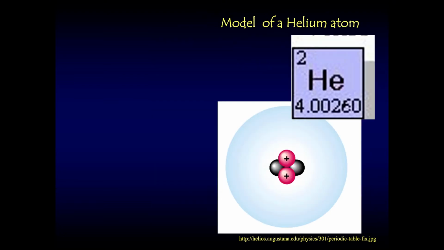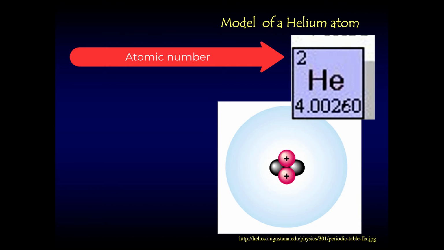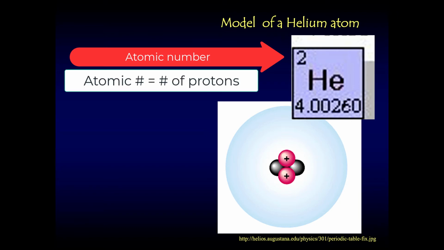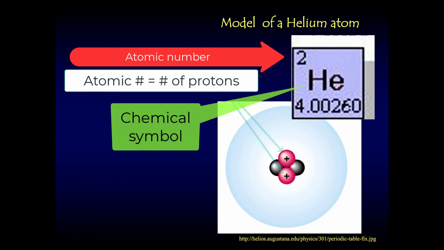Here's a model of helium. So this 2 in the upper left hand corner is the atomic number. The atomic number equals the number of protons. So you see that's true in the nucleus of this atom. The atomic number also equals the number of electrons. The letters in the middle are the symbol for helium.